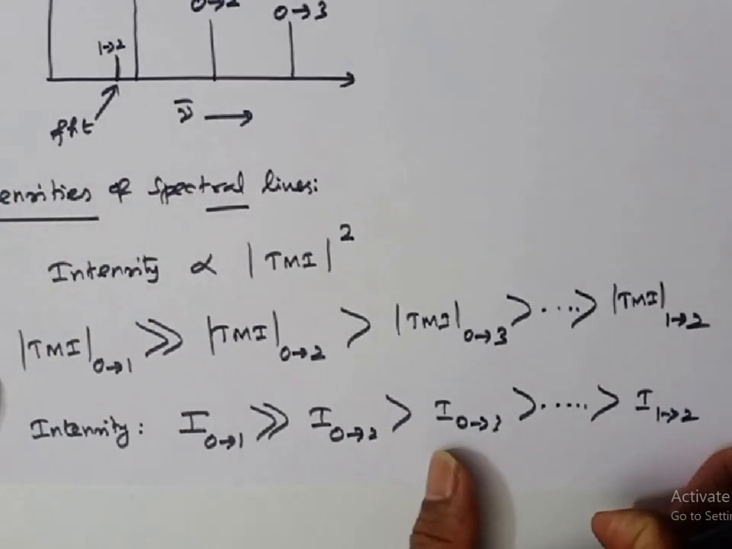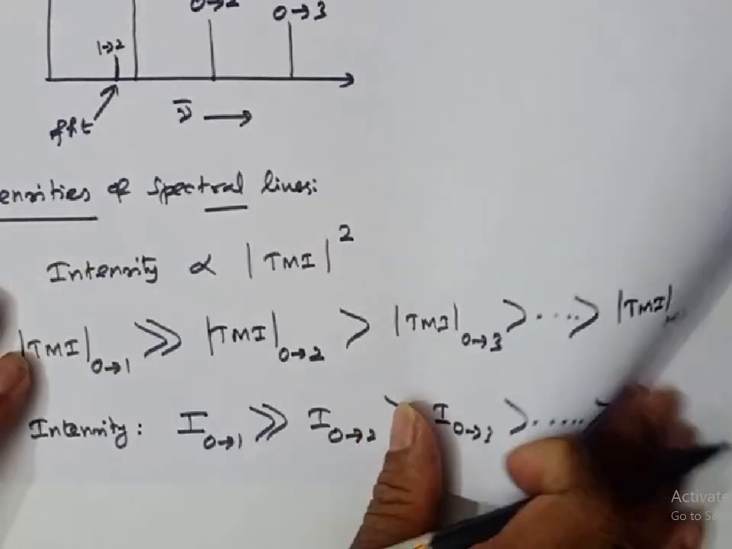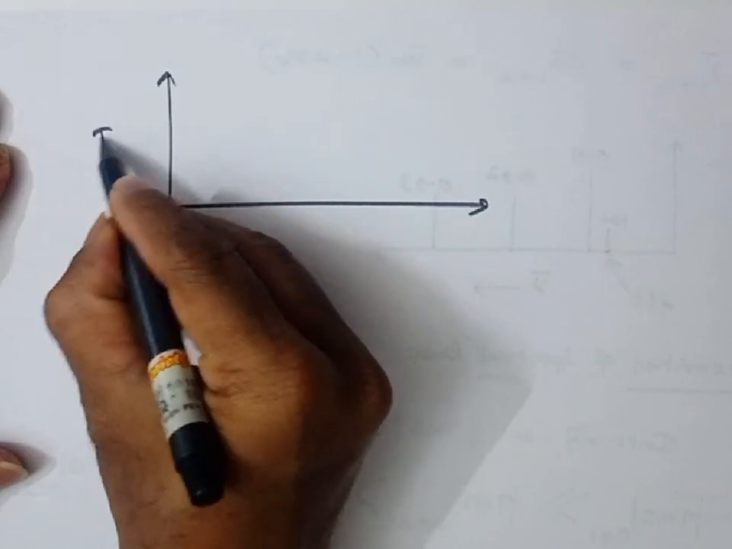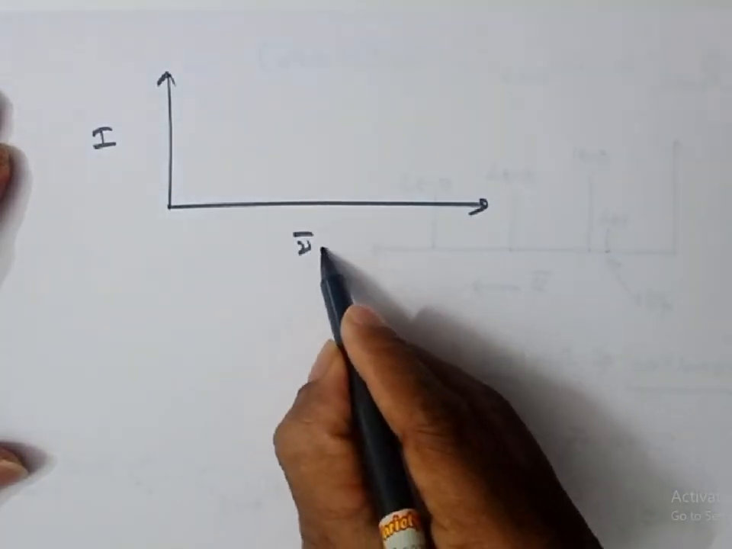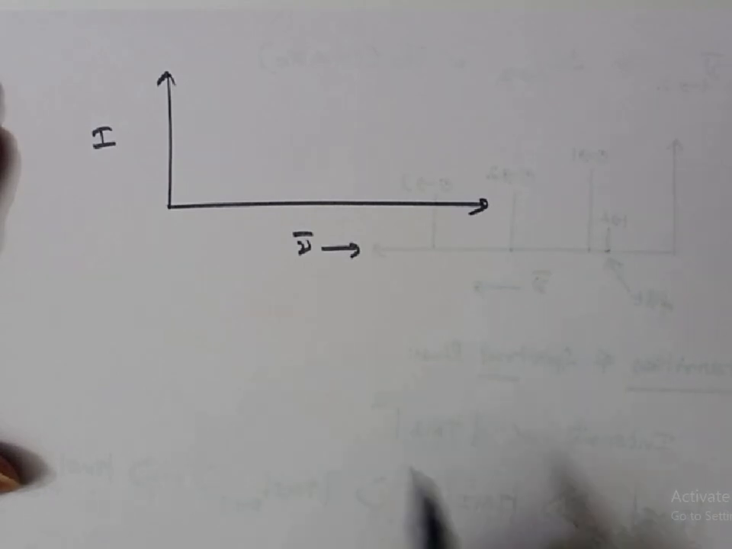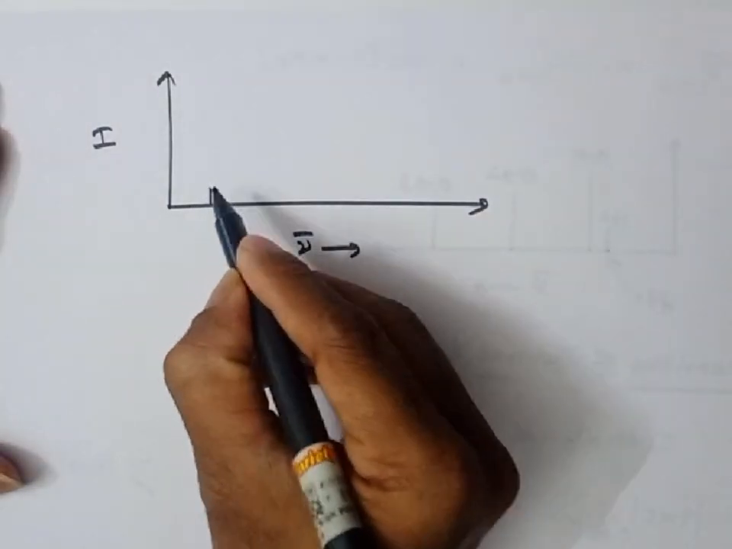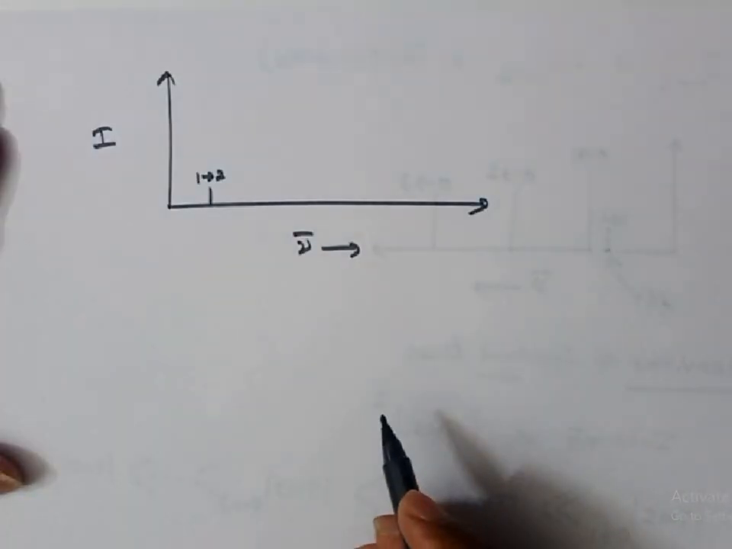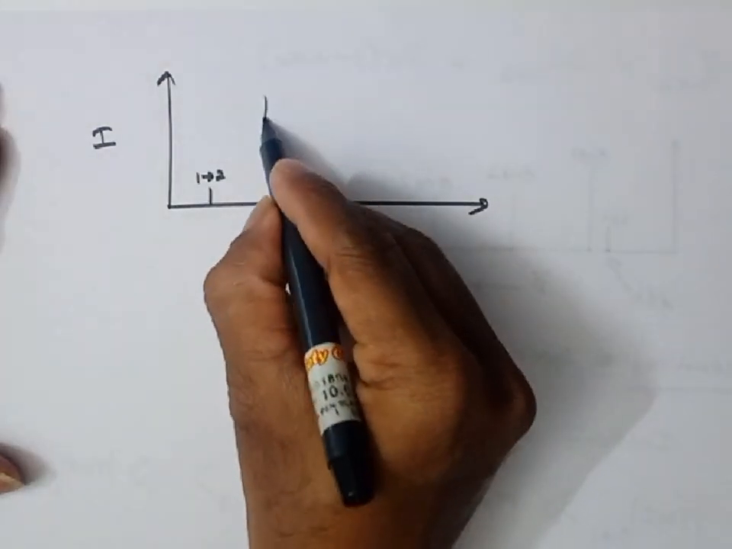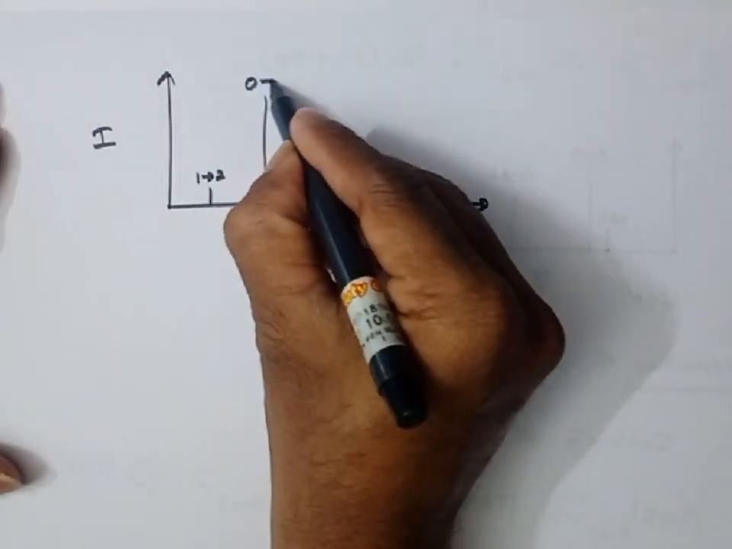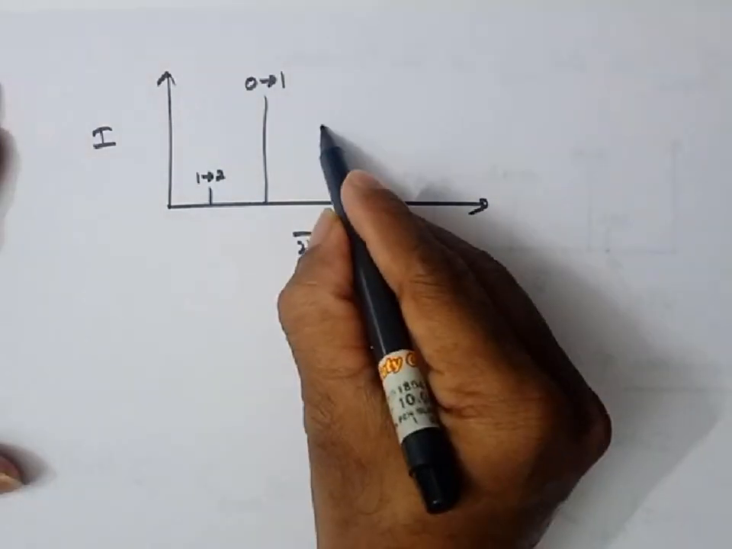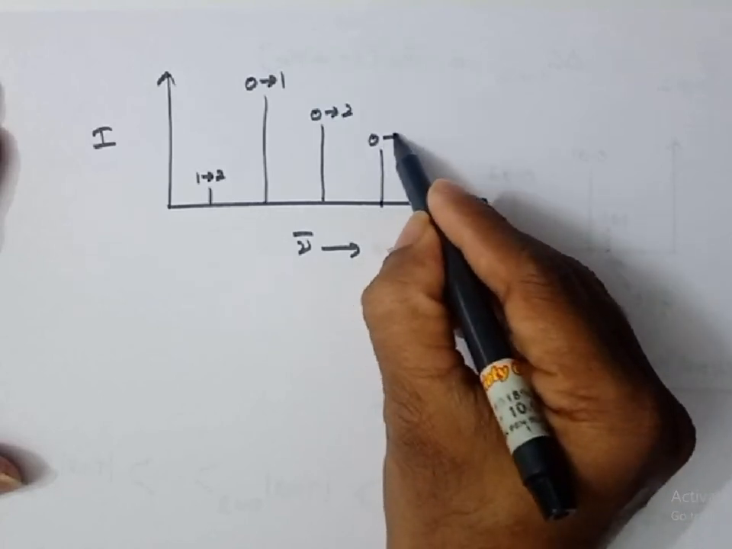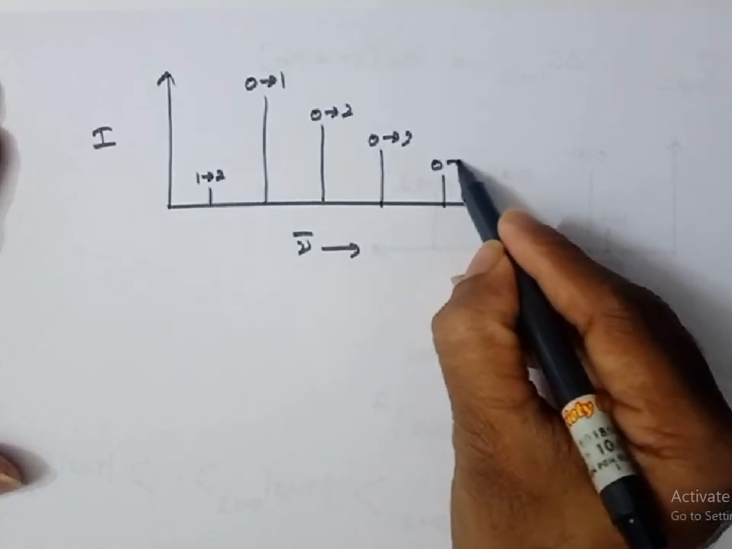So in the spectrum, how do these lines actually appear? Let me draw and show you. If we plot intensity on the y-axis and frequency of the spectral line on the x-axis, remember, the first hot transition, the 1 to 2 transition, appears with a very, very low intensity, whereas the fundamental transition appears with a high intensity. This is the fundamental. Then the first overtone 0 to 2, then the second overtone 0 to 3, then the next overtone 0 to 4, like that it goes.